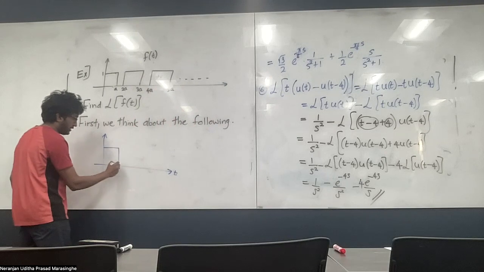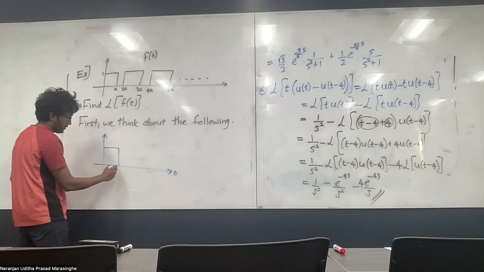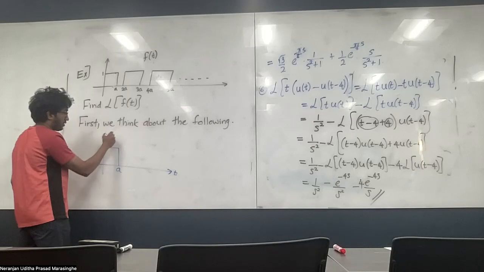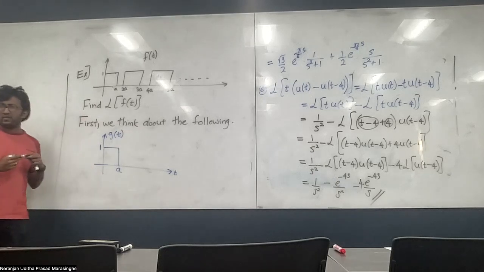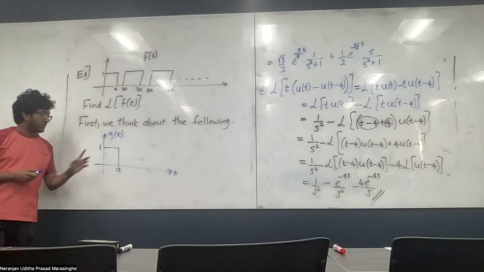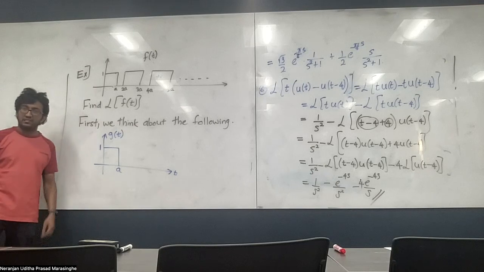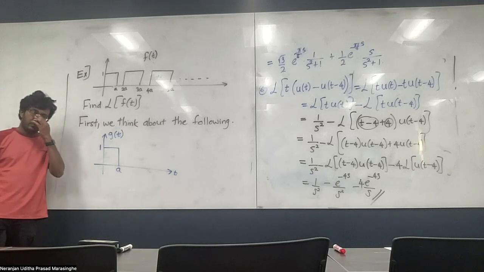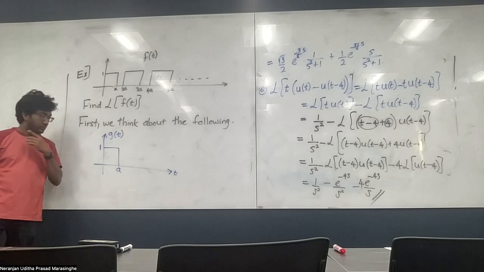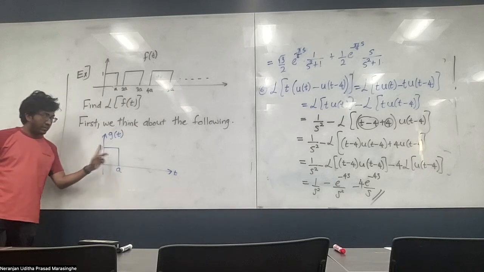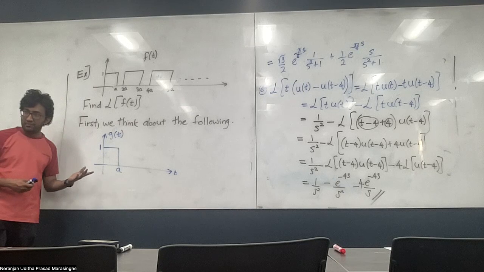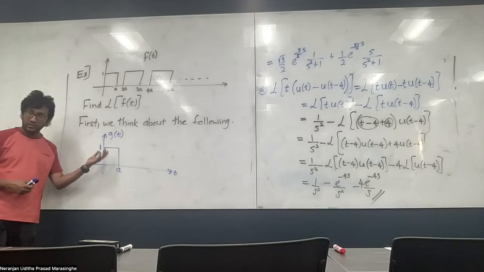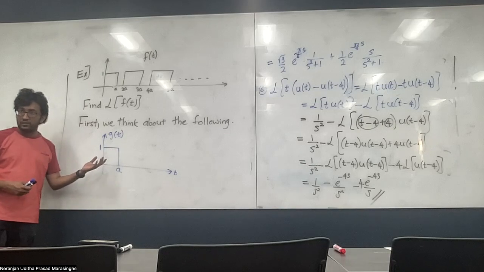I would call this g(t). We know how to find the Laplace transform of this pattern, right? How do you find the Laplace transform of g(t)? First, you have to represent g(t) as a combination of step functions.